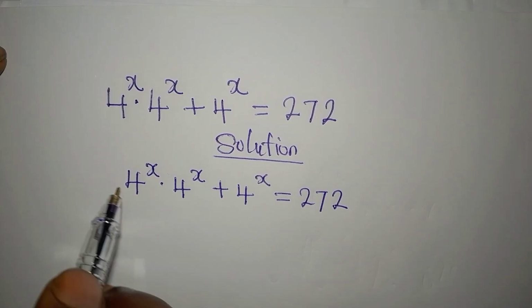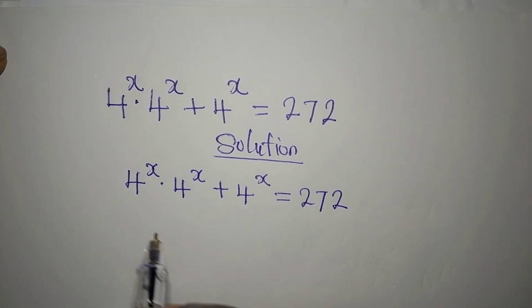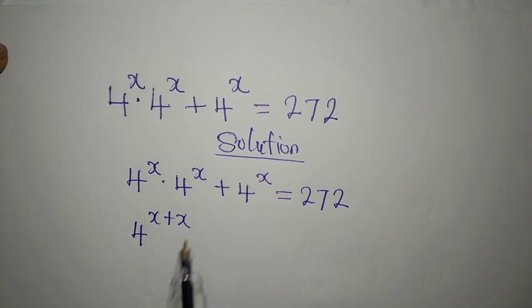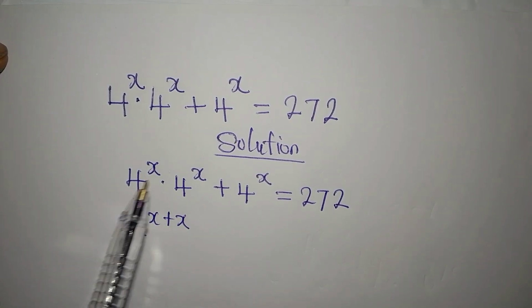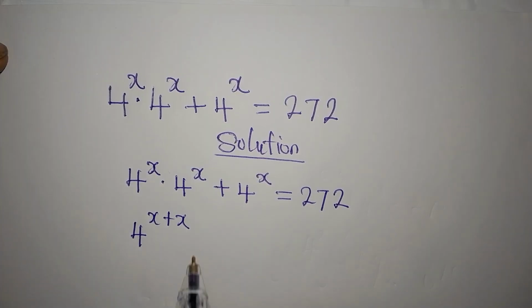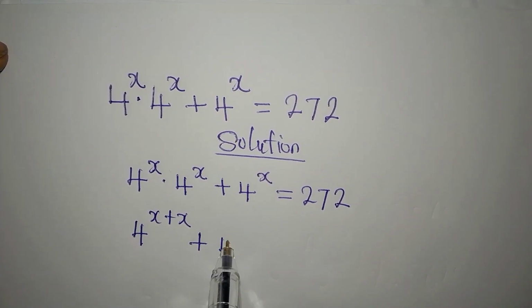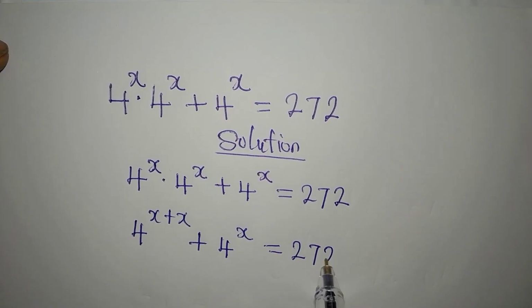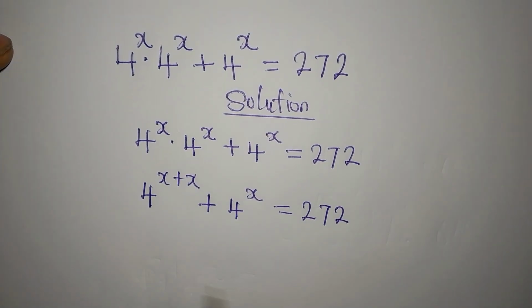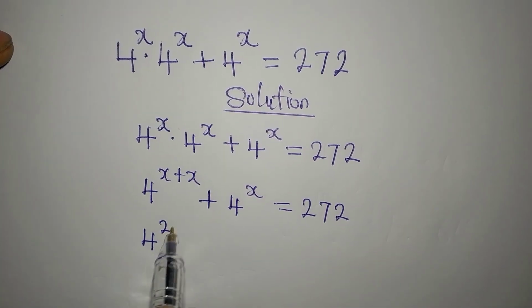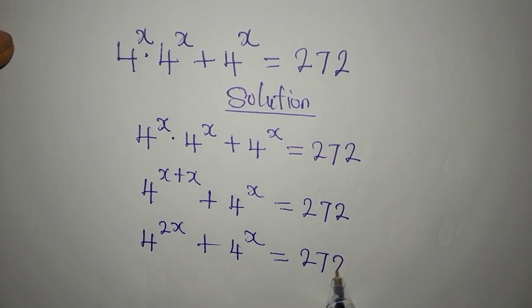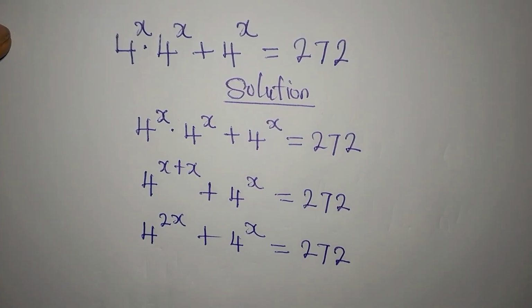First of all, we can multiply what we have here to get 4 to the power of x plus x, because if you pick one of the bases, you add the powers since we are multiplying, then plus 4 to the power of x. This is equal to 272. Now we have 4 to the power of 2x plus 4 to the power of x, now equal to 272.